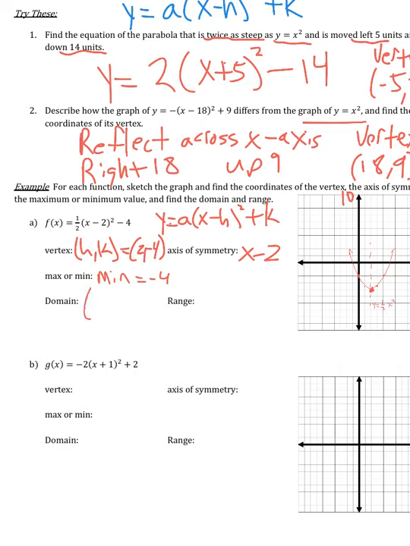The domain, the x values that are allowed to be put in there, is all x values. The range goes from -4. There is a point down at -4, and then the y values go up forever. So the y values go up to infinity.